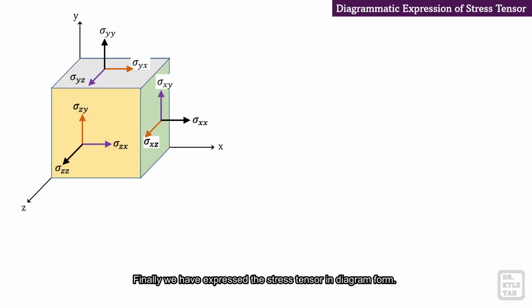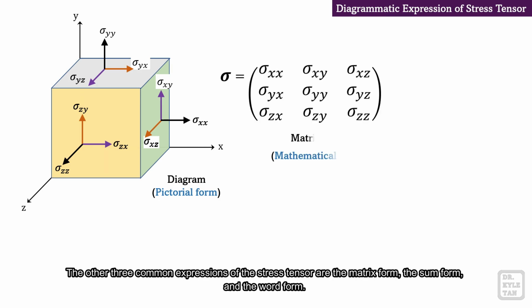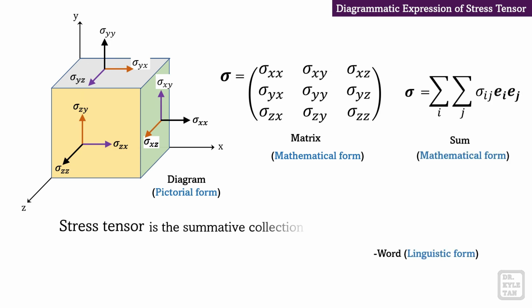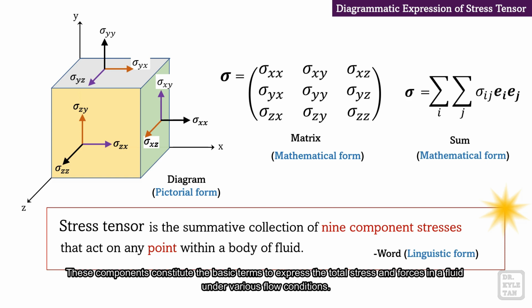Finally, we have expressed the stress tensor in diagram form. The other 3 common expressions of the stress tensor are the matrix form, the sum form, and the word form. The stress tensor is crucial in the study of fluid mechanics. It has 9 components. Each of them is a tensor. These components constitute the basic terms to express the total stress and forces in a fluid under various flow conditions.